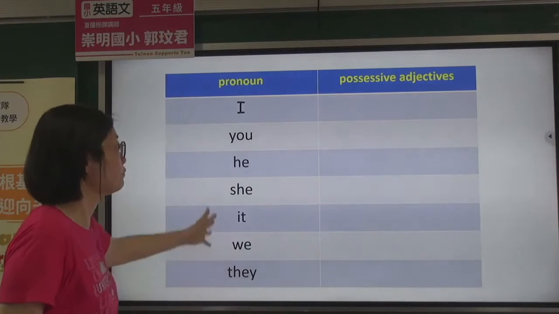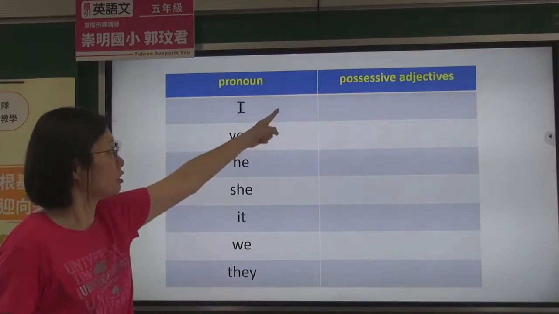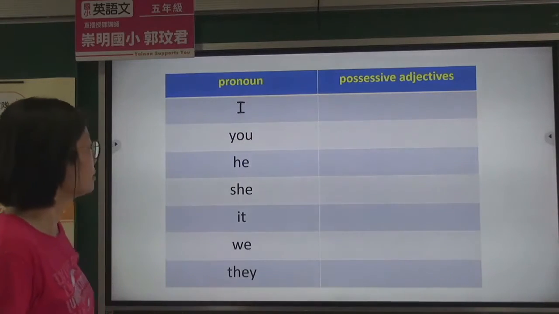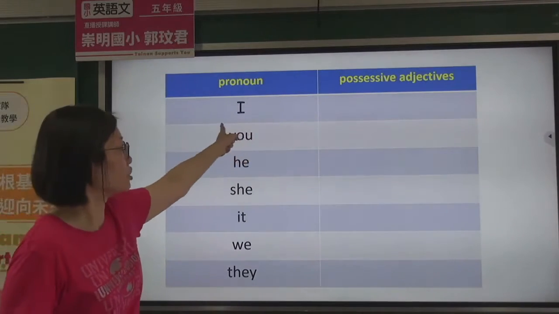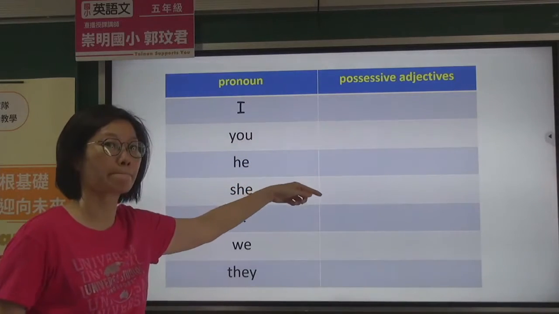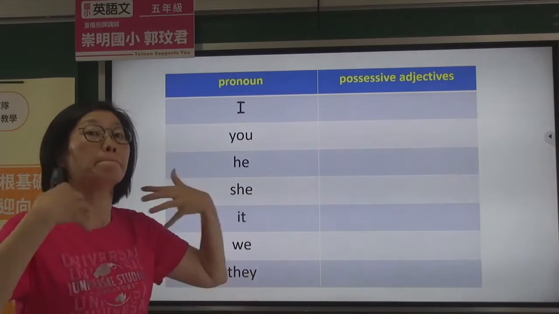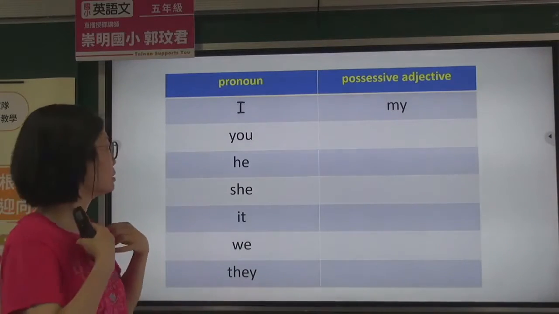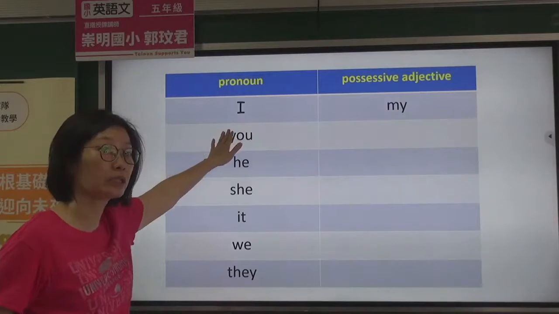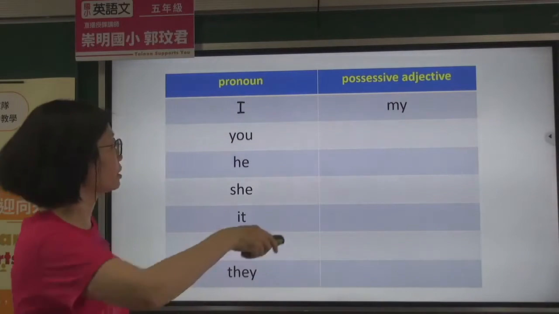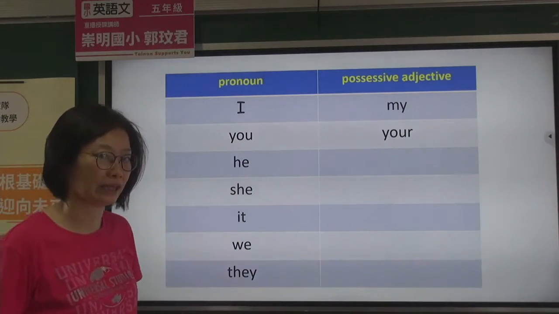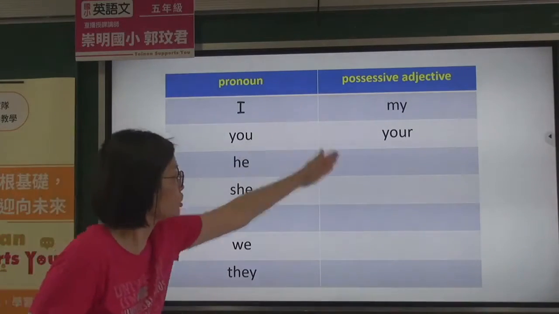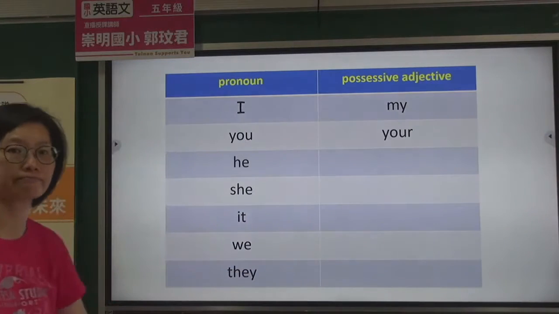Have you finished the pronouns? Good. Now I want you to move on to possessive adjectives. What is the possessive adjective? For example, whose book? My book. That's right. How about the second one? Whose book? Your book. Exactly. 好，我先不讲，来，我先给大家30秒，30 seconds to finish all the chart. Go.